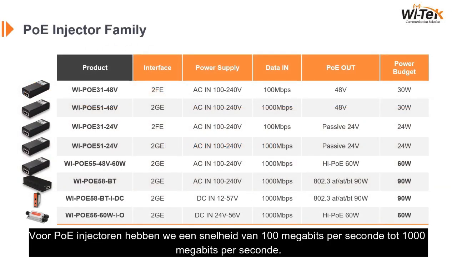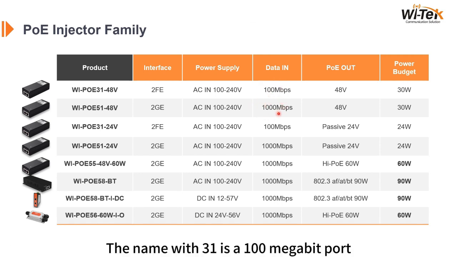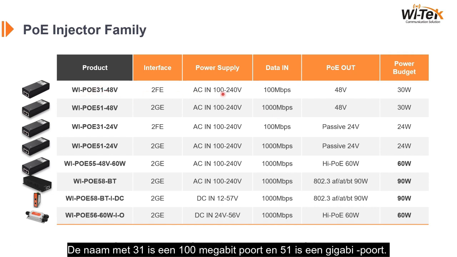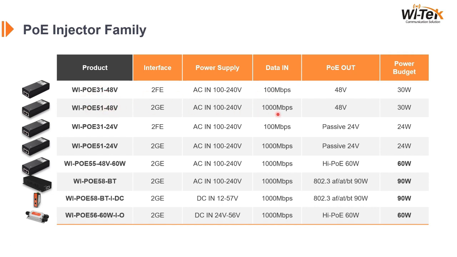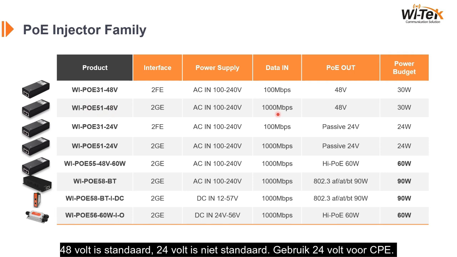For PoE injector, we have a rate from 100 megabits per second to 1000 megabits per second. The name with 31 is a 100 megabit port, and 51 is a gigabit port. 48 volts is standard, 24 volts is non-standard, use 24 volts for CPE. The last two are industrial grade, -40 to 80 degrees Celsius.